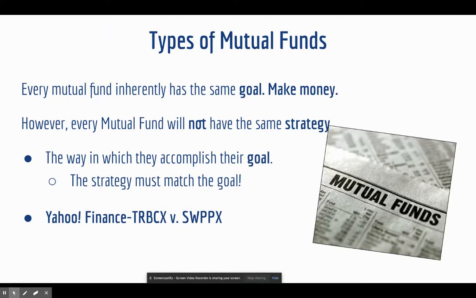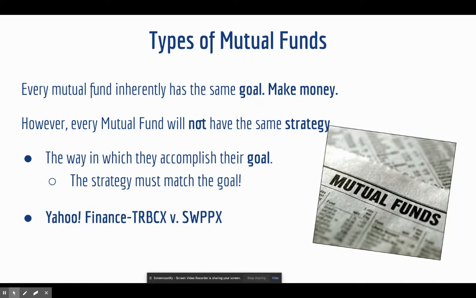Okay, so every mutual fund that we researched inherently has the same goal. It's to make money. And that's the same for just about every investment that we have. However, every mutual fund will not have the same strategy. They will not accomplish that goal in the same way. So the strategy must match the goal. If my goal is to make money, what is my strategy to make money?